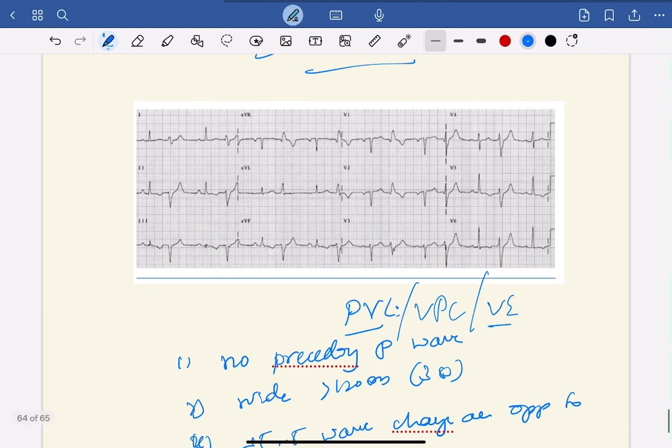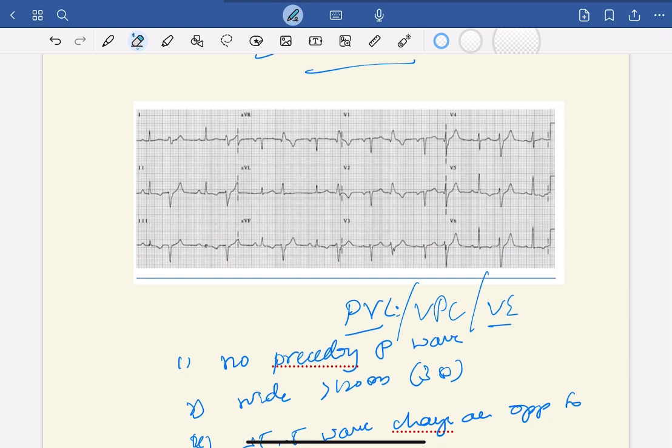So this is showing PVCs, and if you carefully observe, there is normal sinus rhythm and PVC, normal, PVC. So every second beat is your PVC. That means this is an ECG showing ventricular bigeminy. If every third beat is a PVC, it is ventricular trigeminy. If every fourth beat is a PVC, it is called ventricular quadrigeminy.